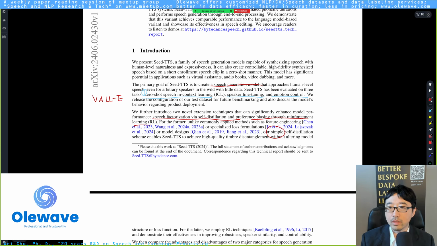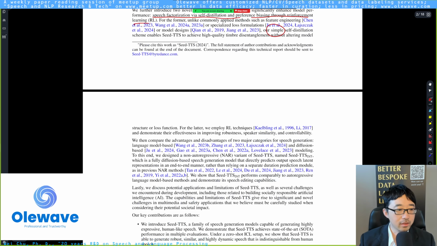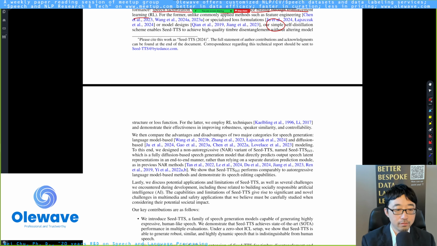Don't forget the word simple. If you write a paper, if you're a PhD student, never write simple in your paper, okay? Because most of the time it's not simple, and writing it simple makes your paper look bad.